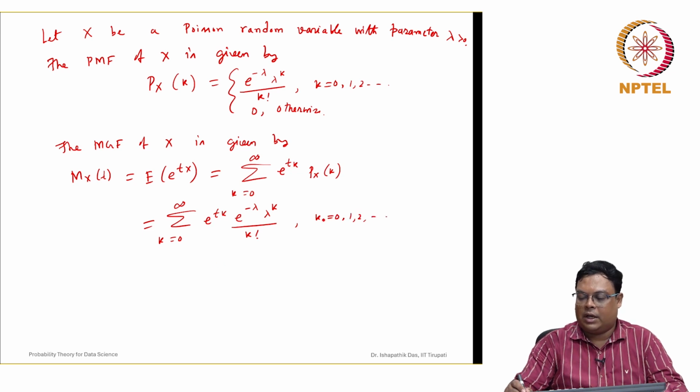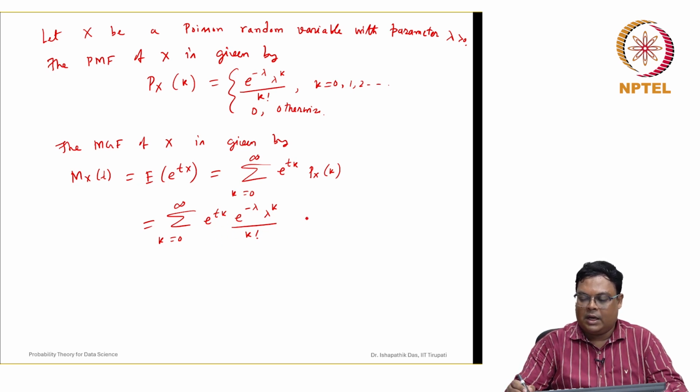Basically, this is what I have written here. So here k is 0 to infinity. This is the probability mass function. Now we have to find the solution. So we have to find the simplified form. So how can we do that?